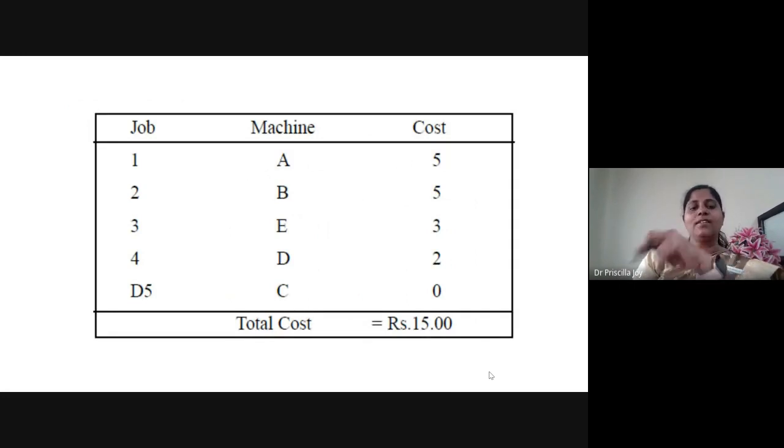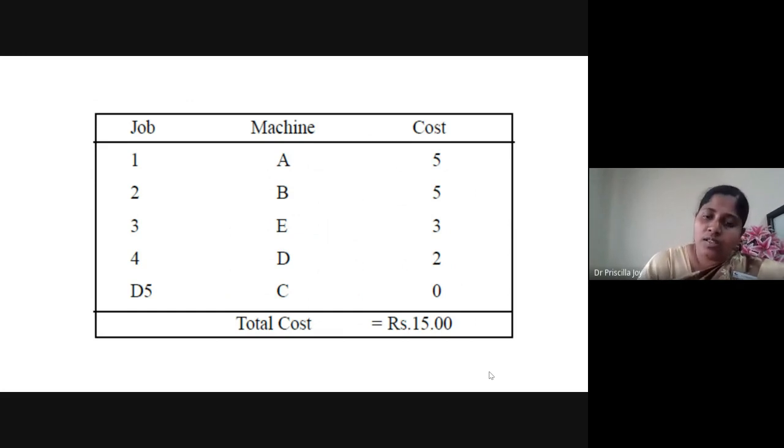After making it, we need to assign the jobs to the machines. So A, B, C, D, all such assignments will be noted here with the cost. After that, we need to sum the costs. The summation of the cost is 15. So that is the final total cost which we have reached.